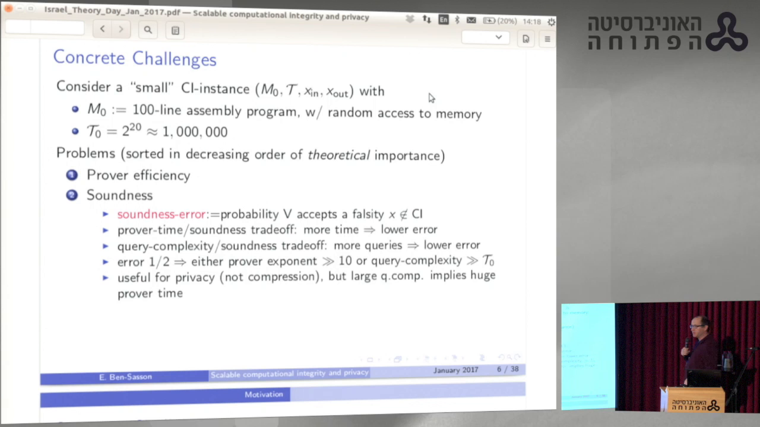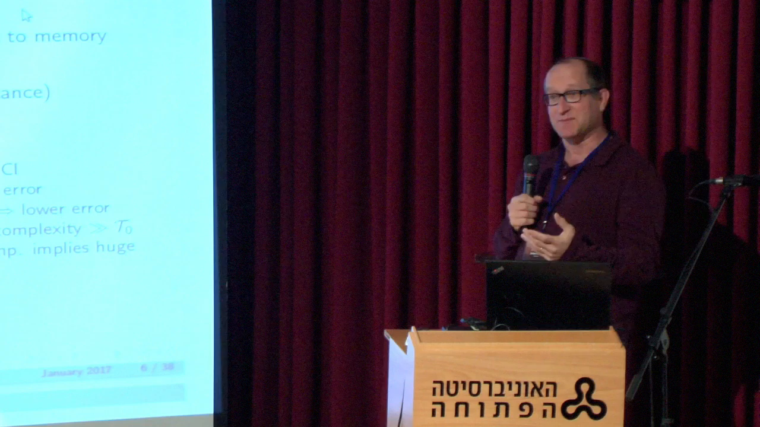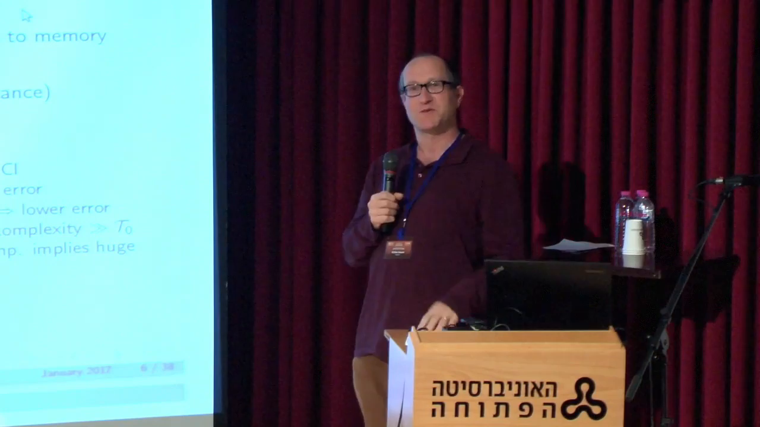Okay, and the soundness error, recall, is the probability that the verifier accepts a falsity. Now, there are trade-offs that are well-known since the early days, going back to spectacular results about PCPs. You could have the prover run much more time, and then the soundness would go up, and the query complexity would still stay small, like Håstad's celebrated results. You could work with three queries, soundness pretty much half, but the proof would be pretty long.